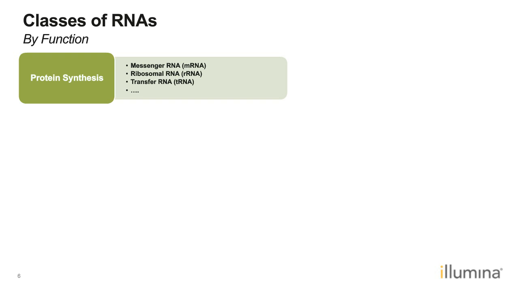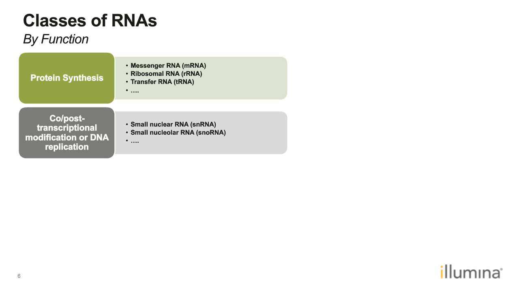We can classify these RNAs by function. So the ones that we might be most familiar with are the messenger RNA, ribosomal RNA, and transfer RNAs. These are the ones involved in protein synthesis. We also have RNA species that are more focused on co- or post-transcriptional modifications for DNA replication. And these would be our small nuclear and small nucleolar RNAs.